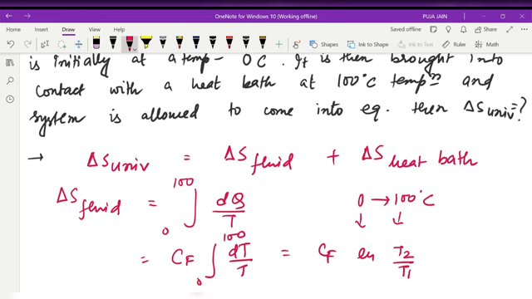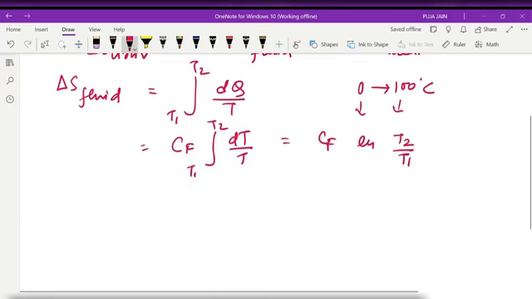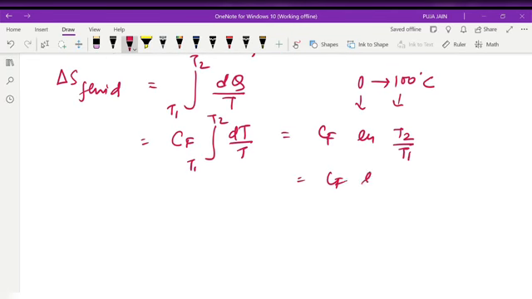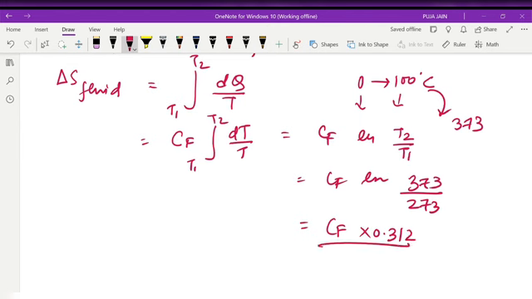Basically I am writing here T2 by T1 only. Then we will substitute in Kelvin, T1 to T2. Now Cf ln T2, where T2 is 100 degrees Celsius, can be written as 373 Kelvin by 273 Kelvin, since 0 can be written as 273. Now I have calculated this value, 0.312. You can calculate this, and you will get the same value only.